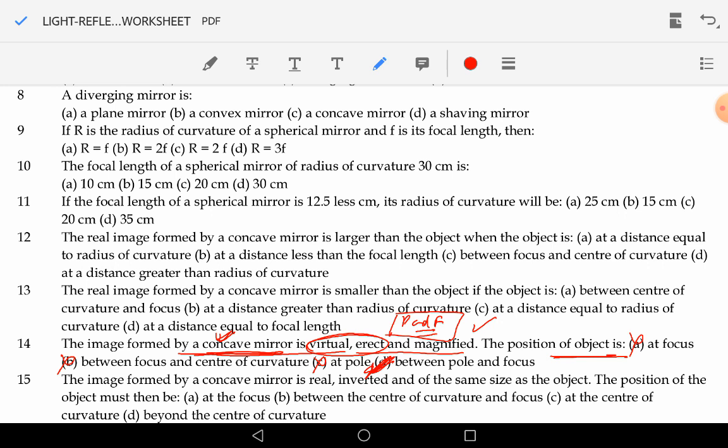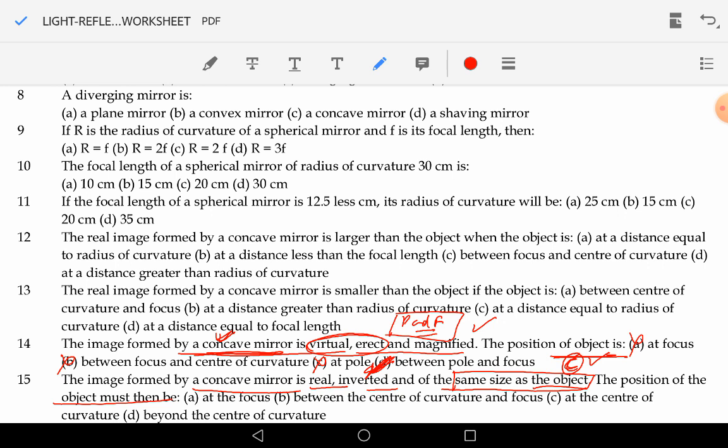Moving on to the last question of today's video. This video will be done in 2 parts. So this is part 1 and I will end it with question number 15. The image formed by a concave mirror is real, inverted and of the same size. Now this same size is also a hint. Same size as that of the object is only possible when the object is kept at center of curvature.